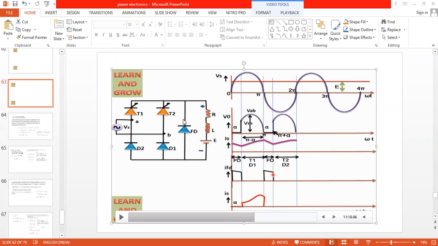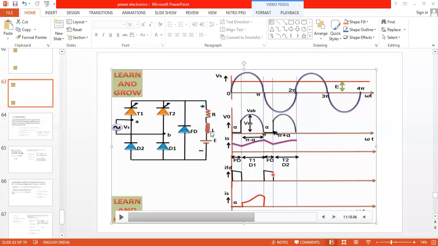So why are we placing the freewheeling diode? Imagine the motor is connected to the inductor. The motor has to rotate continuously in the same direction in the absence of power supply. When the power supply will be off at omega t is equal to pi, the output voltage is also off. But still the motor has to rotate. So how does the motor rotate?